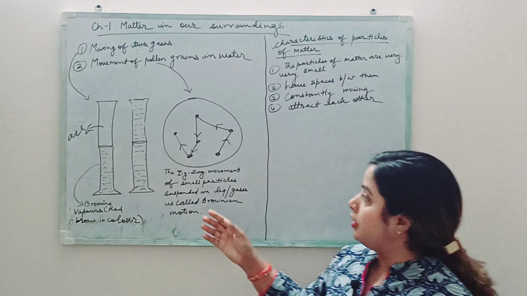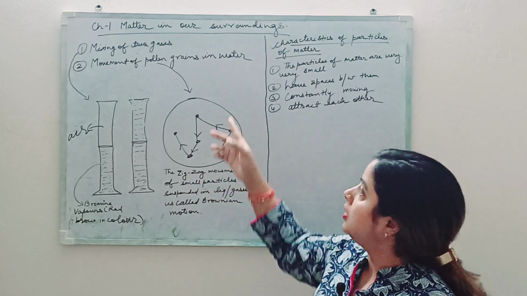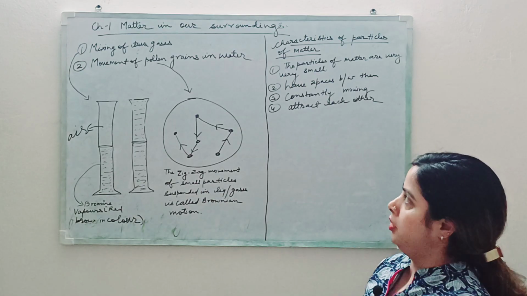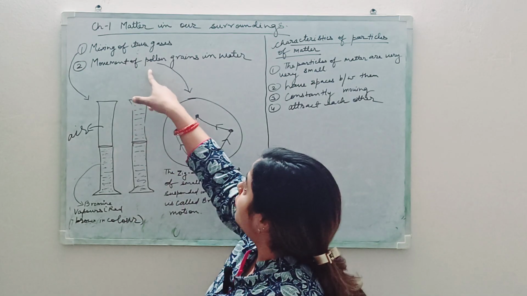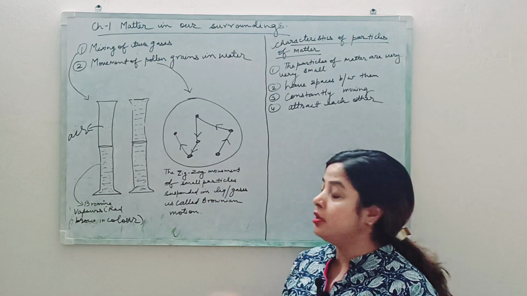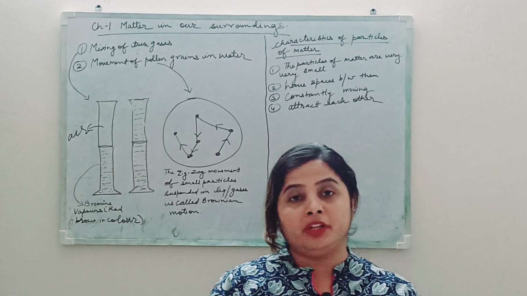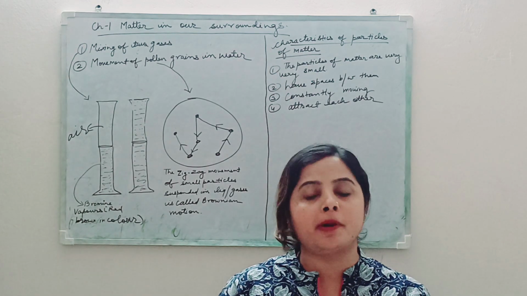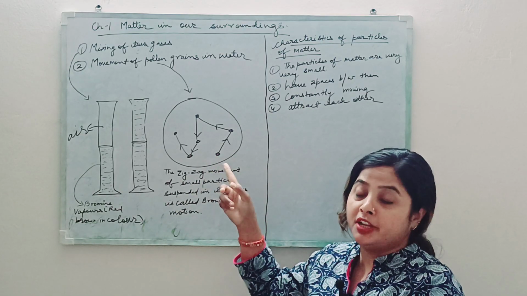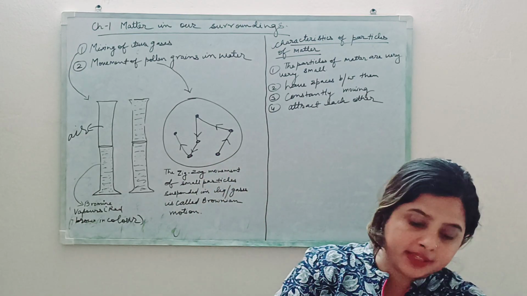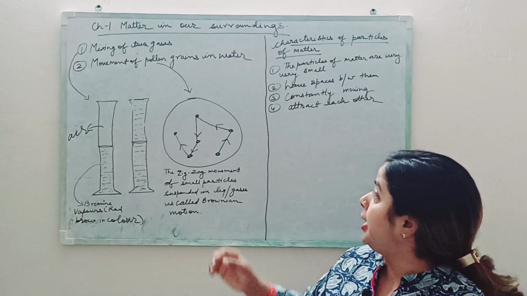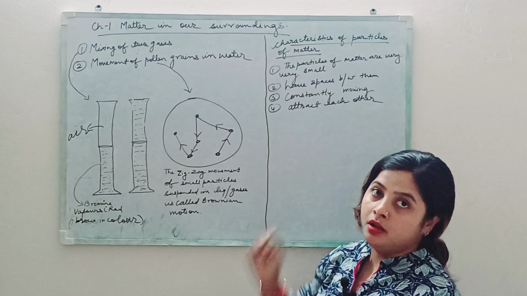Okay, now the second important experiment is Brownian motion. Second experiment is movement of pollen grains in water. Now this is also very important, children, because it can be asked in your exam, what is Brownian motion? This is a very famous example given by Robert Brown. Yes, it is given by Robert Brown. So movement of pollen grains in water.